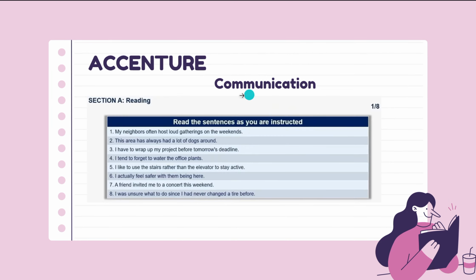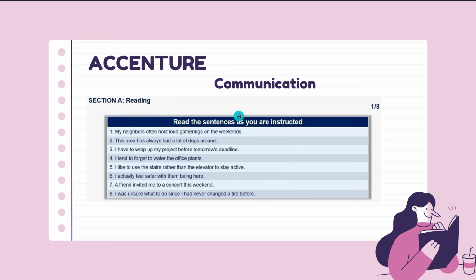In this communication round, section A is the reading. They will give you 8 questions, and they will ask you to read the sentence. First they will show you a demo. That means in order to read the fourth question, they will give a voice: I tend to forget to water the office plants. You should pronounce very carefully.